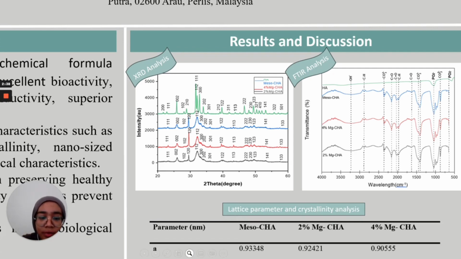As for the 2% doped magnesium in hydroxyapatite, we can see that the peaks are narrow and poorly resolved when compared to 4% Mesoporous carbonated hydroxyapatite. Furthermore, when we compare the most intensive peak located between 2 theta of 31 degree and 33 degree, in commercial HAP, they will slightly shift at the peak of 2%, 4%, and also Mesoporous carbonated hydroxyapatite. This indicates that we successfully doped hydroxyapatite with magnesium and carbonate ion.